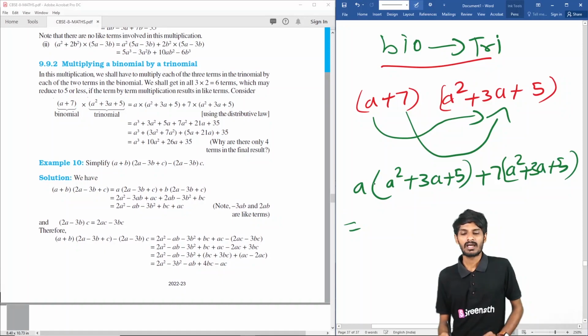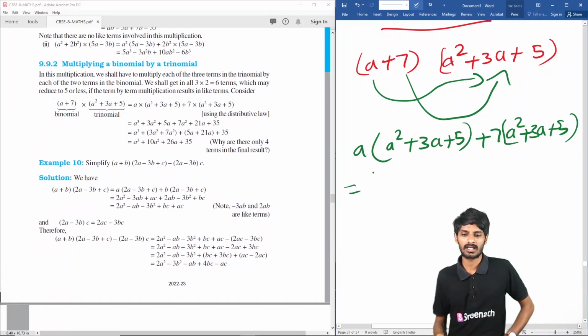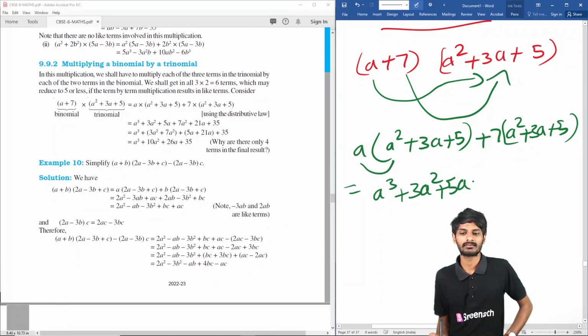Okay, students. If you do this, here there is a monomial by trinomial, which we have discussed already. So it is simple. We have to multiply a into a and a into 3a like that every time. So a into a is a cube, a into 3a is 3a square, and a into 5 is 5a. Next, 7 into a square is 7a square, 7 into 3a is 21a, and 7 into 5 is 35.